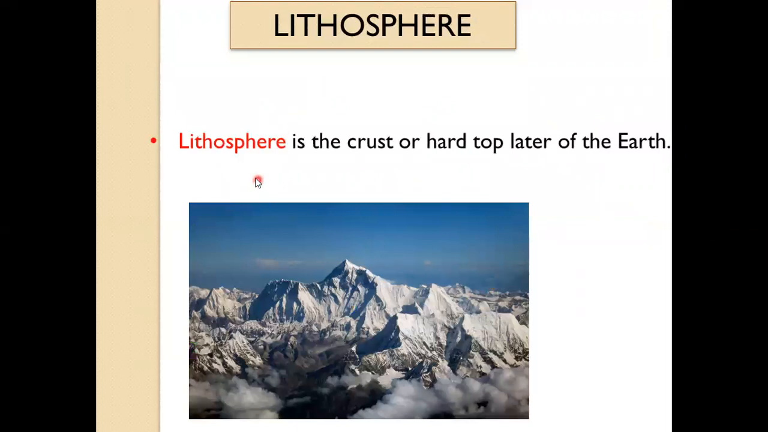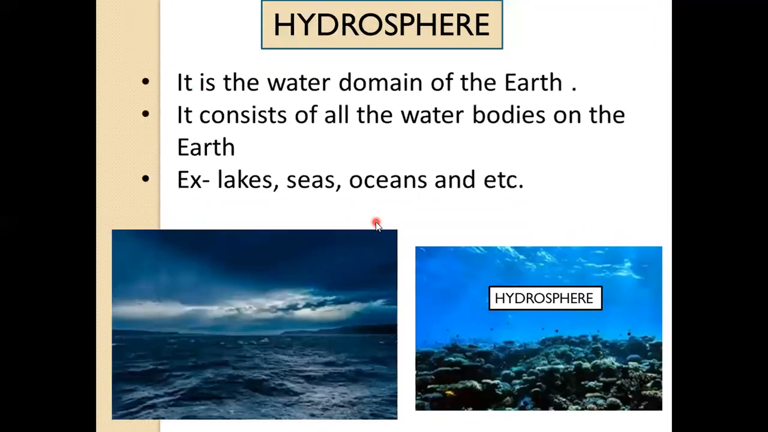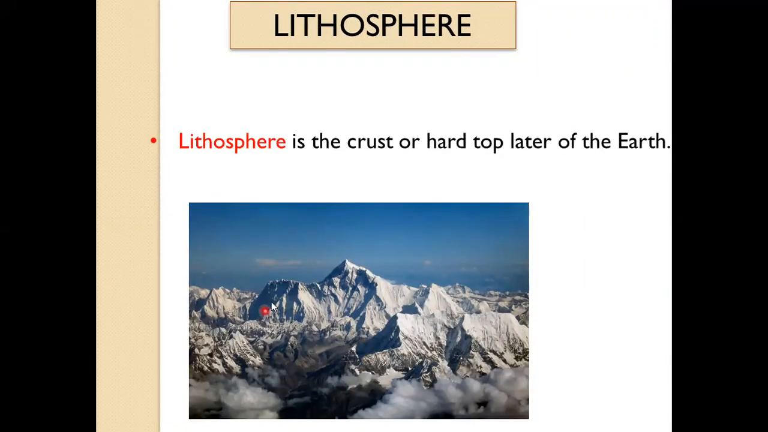Now lithosphere. Lithosphere is the crust or hard top layer of the earth. It is not layer, children, it is layer, L-A-Y-E-R, of the earth. It is made of soil and rocks and even the earth's crust. Now next, the example is this. This is the Himalayas. Himalayas is also a part of the lithosphere. Any land is part of the lithosphere, like mountains or plains, plateaus or tabletops, and etc.